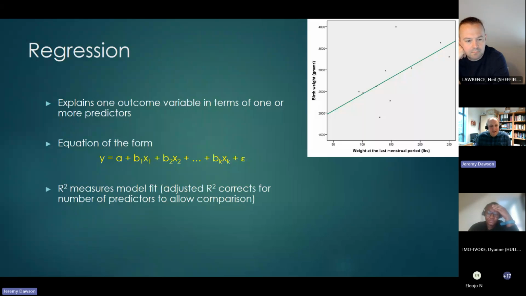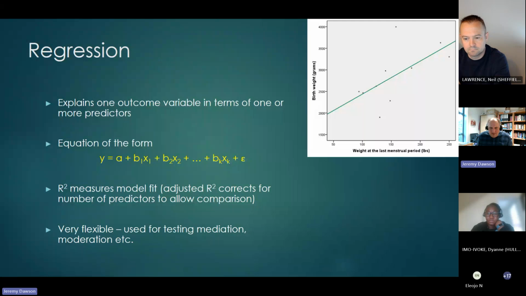And in fact, we can measure the fit. We often use a measure called R squared, which technically is the proportion of the variation in the outcome which can be explained by the predictor variables. So that allows us to see how well a particular regression model will fit. And we sometimes use a statistic called adjusted R squared, which makes an adjustment for the number of predictors you've got in the model, which allows easier comparison between different models.